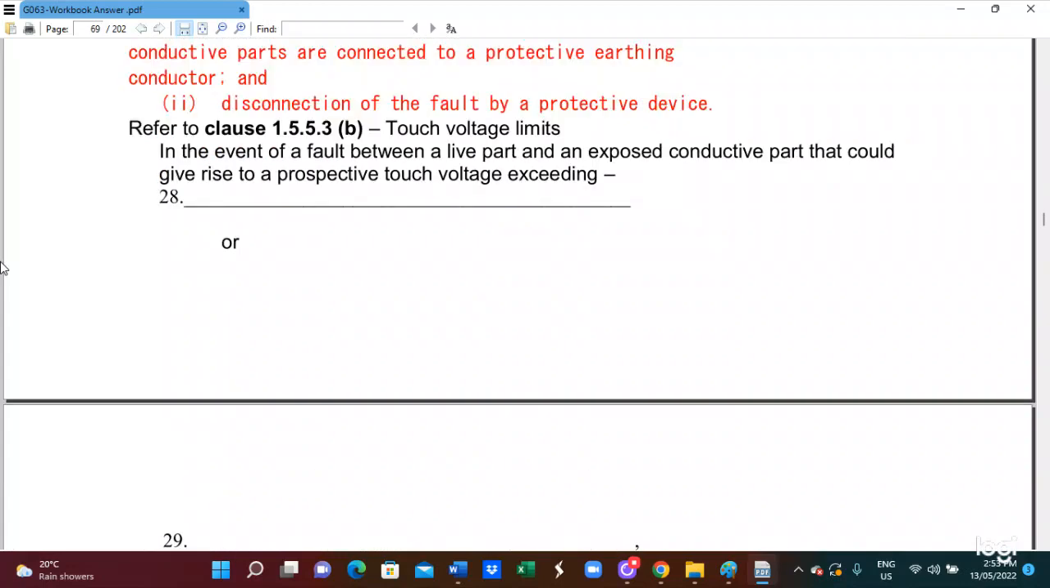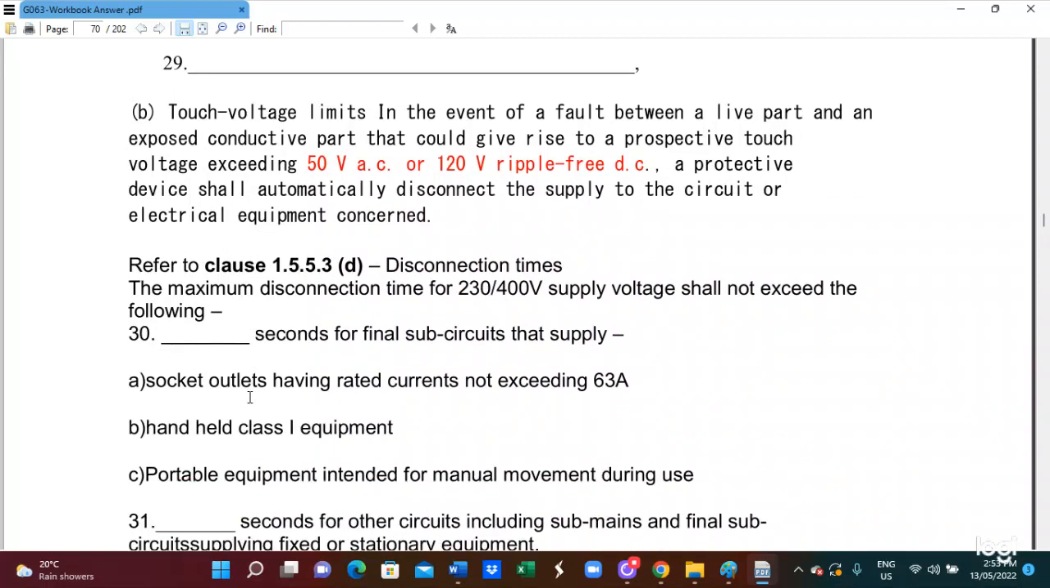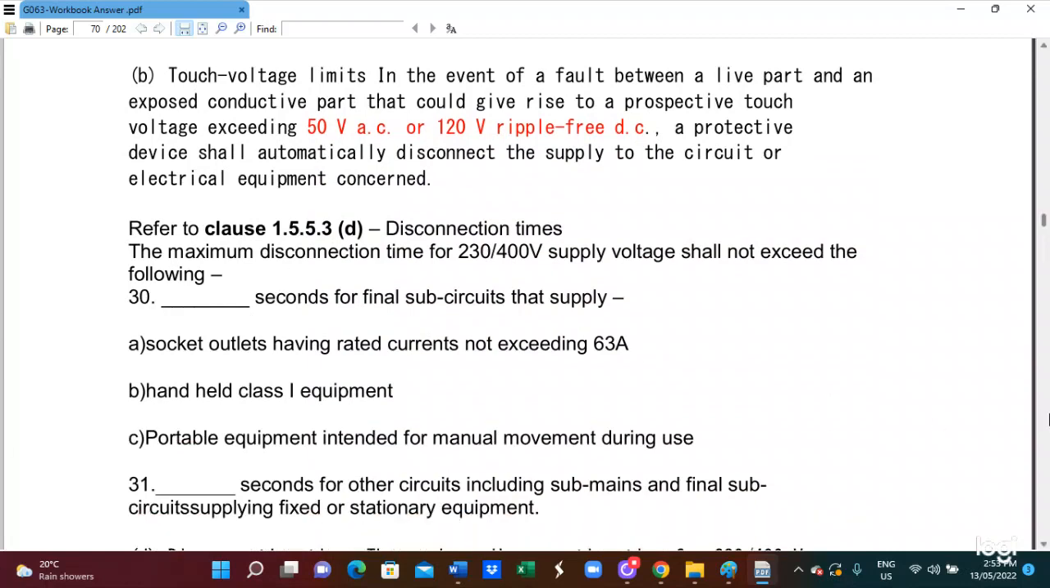Also the clause 1.5.3 mentioned the touch voltage limit. So touch voltage limit: in the event of a fault between the live part and the exposed conductive part, they could give rise to a prospective touch voltage exceeding 50 volt AC or 120 volt ripple-free DC. A protective device shall automatically disconnect the supply to the circuit or the electrical equipment concerned. So in this case, we are talking about the clause 1.5.5.3, clause D is the disconnection time.